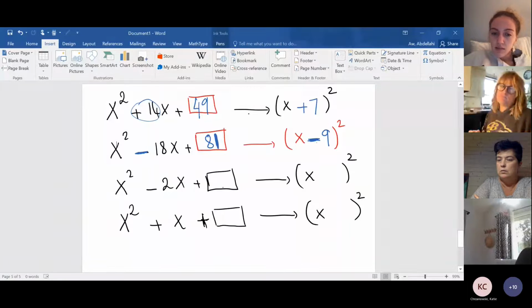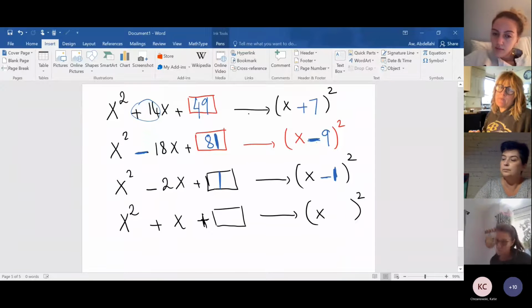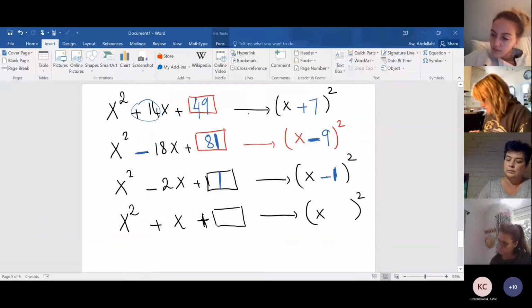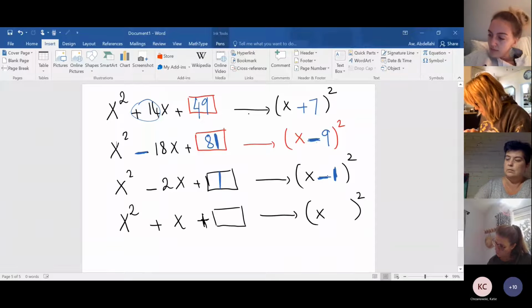The next one here. 1. 1, right? Because the half of 2 is 1, 1 squared is 1. And when we do that, we get x minus 1 all squared, which is half of negative 2. The half of negative 2 is negative 1. That's why we have negative 1 here. Okay, the last one now.